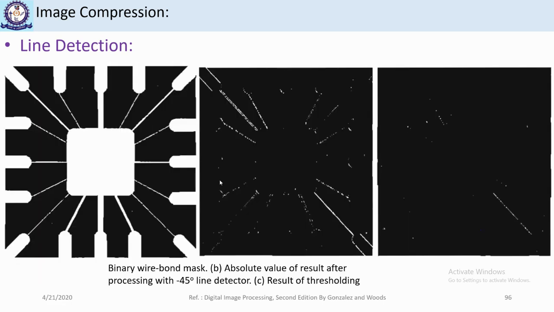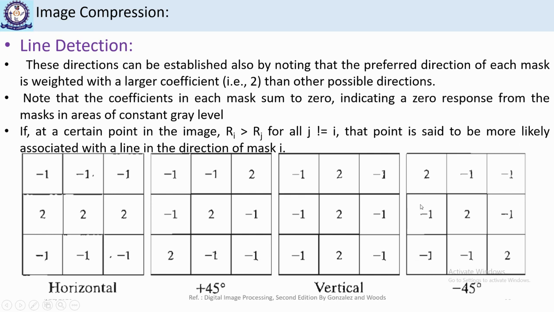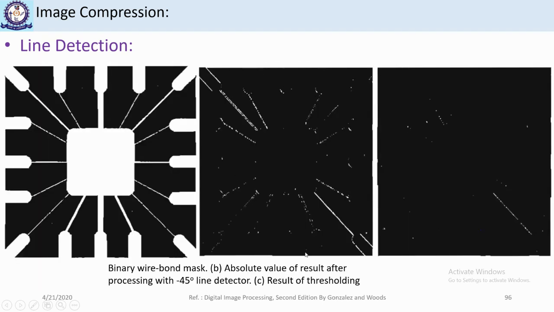Then this is one example of line detection. Here we have a binary image of a wire bond mask. These are the wires running on a circuit, and its x-ray binary image is taken. Now suppose we are interested in the minus 45-degree lines, that means lines that are running at minus 45 degrees. So these are the lines which are running at minus 45 degrees. So we use this mask, and we get the output, this one.